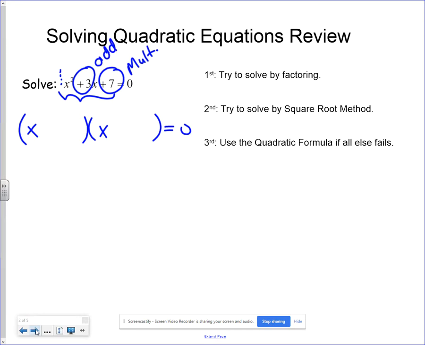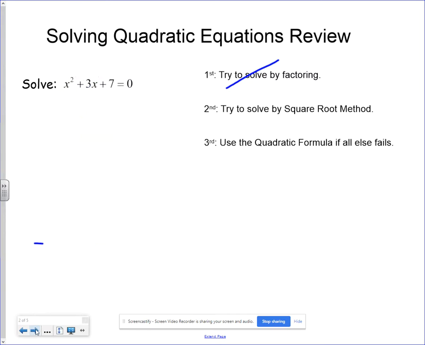So factors of 7 are 1 and 7, and negative 1 and negative 7. If you multiply 1 times 7, you get 7. You take negative 1 times negative 7, you get 7. Do any of these factors add up to be 3? No. So we can't do it by factoring. So we're going to have to try a different way.